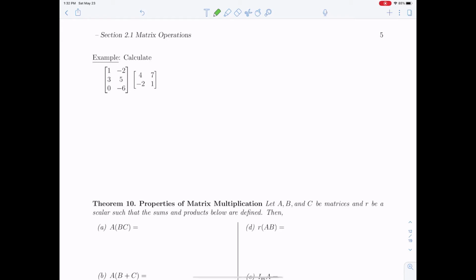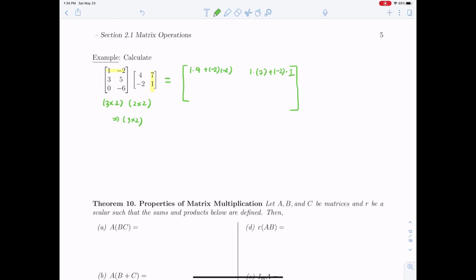So basically we have a 3 by 2 matrix times a 2 by 2 matrix, so we can tell that the result should be a 3 by 2 matrix. So we want to fill in 6 different entries. At the first row, first column, you want to take the dot product with this one and that one. That gives you 1 times 4 plus -2 times -2. And for the 1, 2 entry, we take the dot product with this one and that one, which gives you 1 times 7 plus -2 times 1.